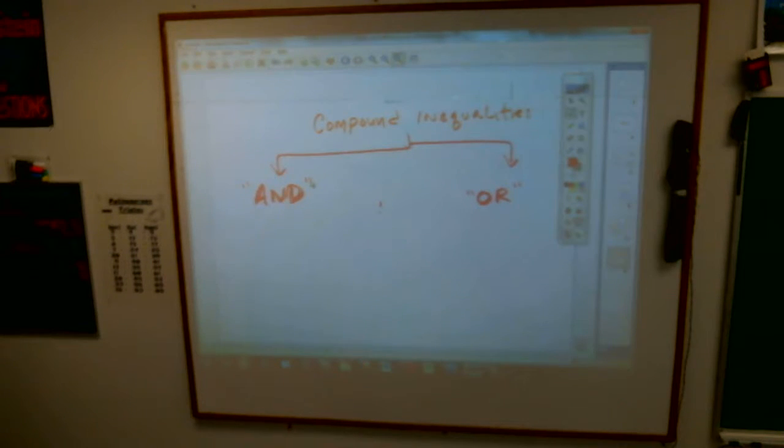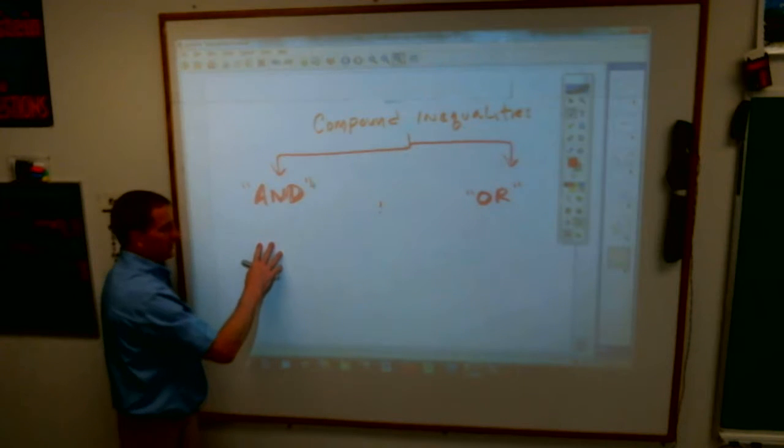What is the difference if I said Grace and Josh come here as opposed to Grace or Josh come here? What is the difference in those statements? Because it's the same with inequalities. Jaden? "And" is both, and "or" is one or the other. Exactly. And the way this looks is like this.